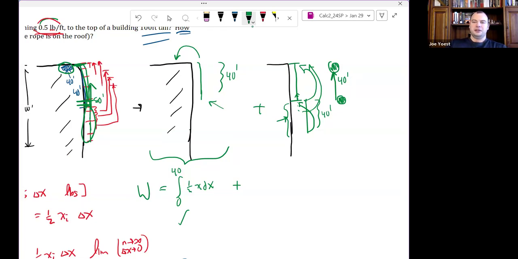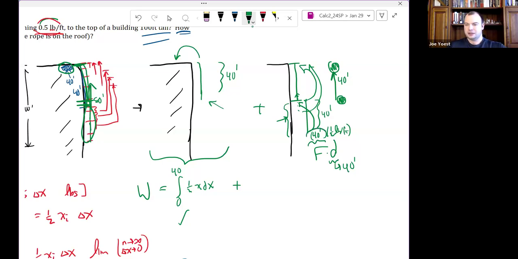This bit over here, I have a constant weight, a constant force that's being applied. That whole 40 feet of rope that weighs 20 pounds is pulling down over this entire distance. That force doesn't increase or decrease over this entire distance. This is just a basic force times distance problem. We don't even need calculus for this bit. This is just a force of what? 40 feet times 1/2 pound per foot over a distance of 40 feet.